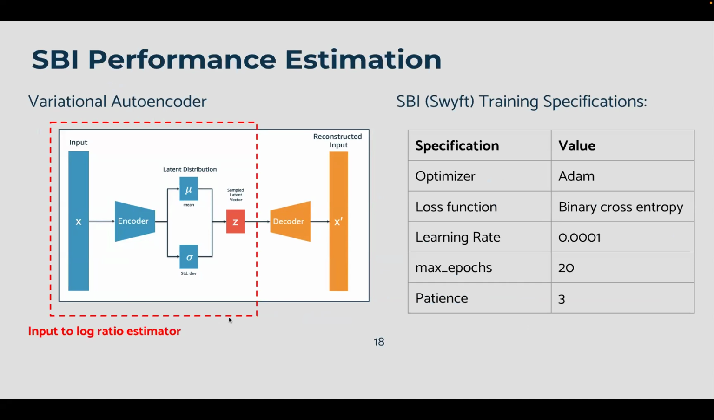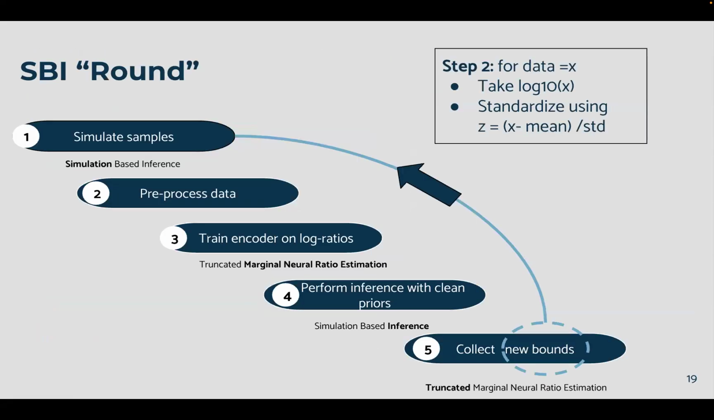So we give it a patience of 3 for early stopping for validation loss, and our loss function is binary cross entropy, which is pretty standard because the probability of drawing a sample marginally or drawing it jointly is equal. And so we would like to figure out which one so that we can figure out the likelihood to evidence ratio. So this is an example of our SBI round function.